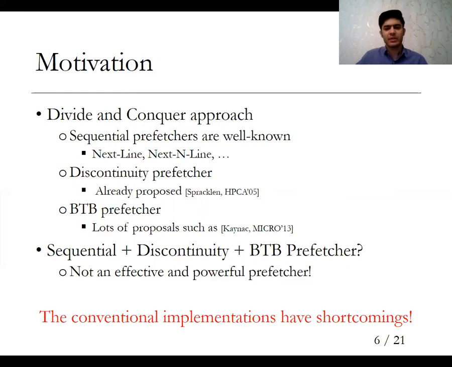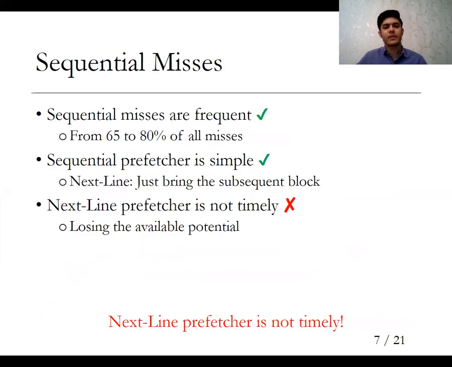However, in this presentation, we will show that the conventional implementation of these techniques has some fundamental shortcomings. Moreover, we will discuss how these shortcomings can be addressed to propose a powerful instruction and BTB prefetcher that considerably outperforms the state-of-the-art. We start with sequential misses. Sequential misses are those misses that are the subsequent blocks of the last demanded block. They contribute from 65 to 80% of all misses, and hence they are frequent. Moreover, sequential prefetchers are a simple solution to cover these misses.